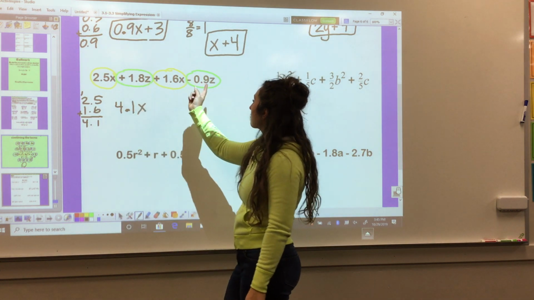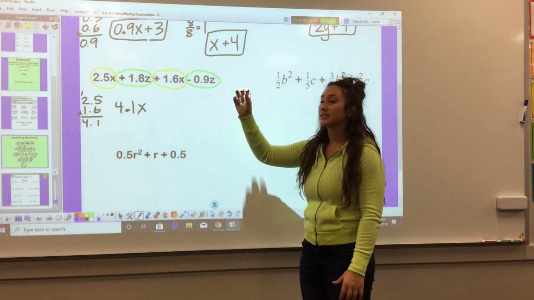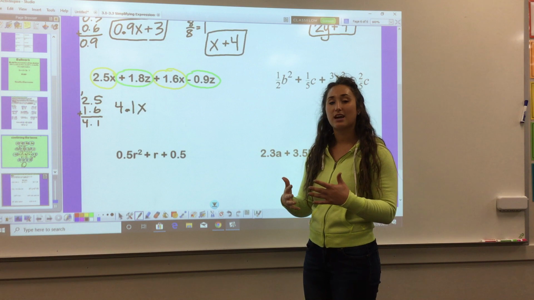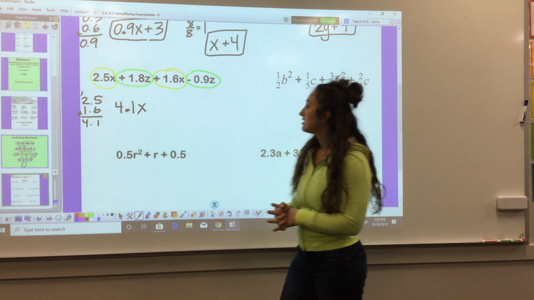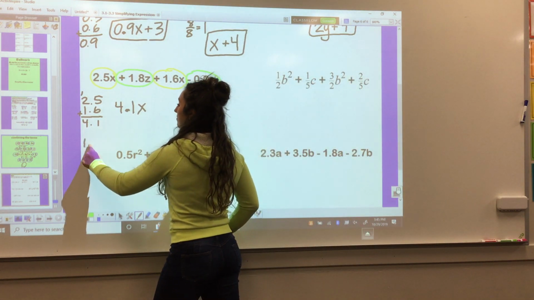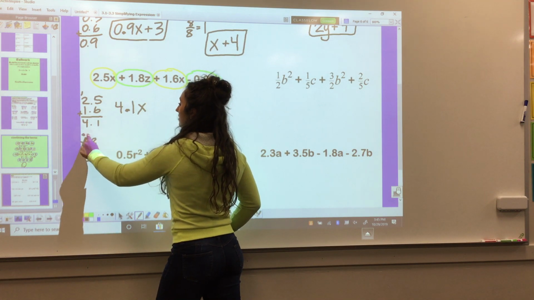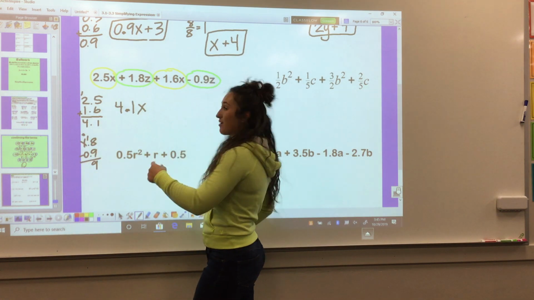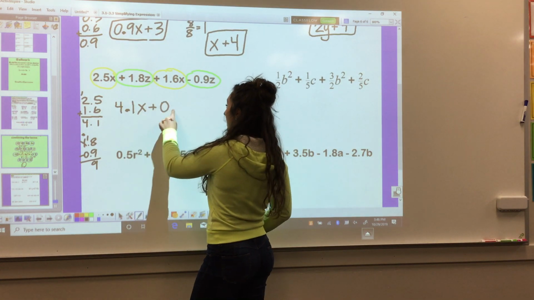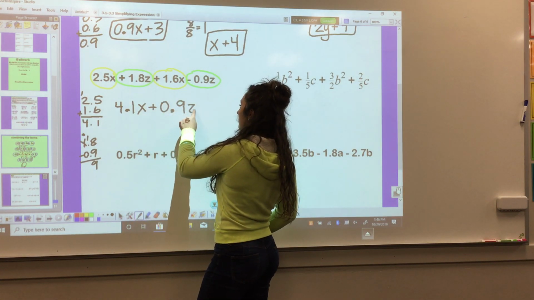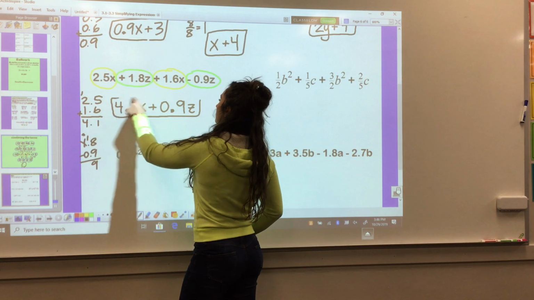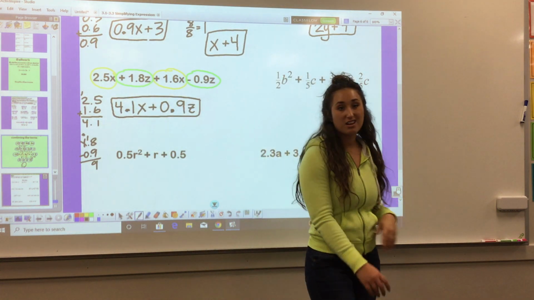And then we need to combine 1.8 plus negative 0.9. Those are different signs, remember, so I need to subtract. So 1.8 minus 0.9 is 0.9, positive 0.9. And that's it.